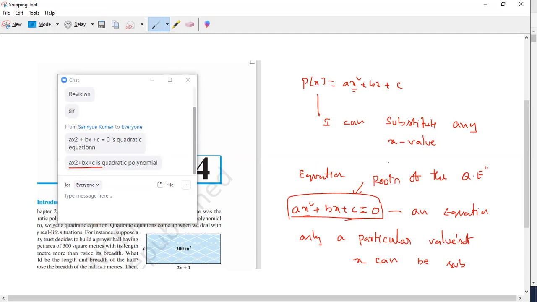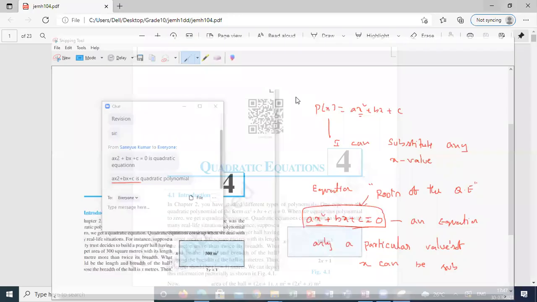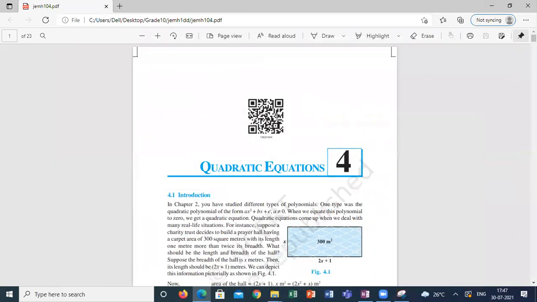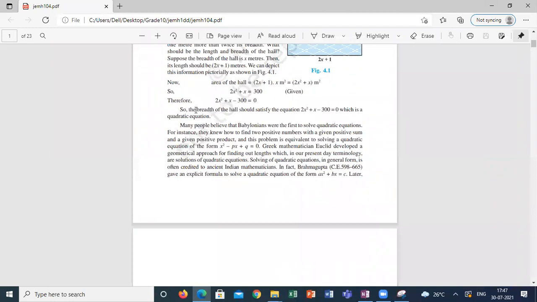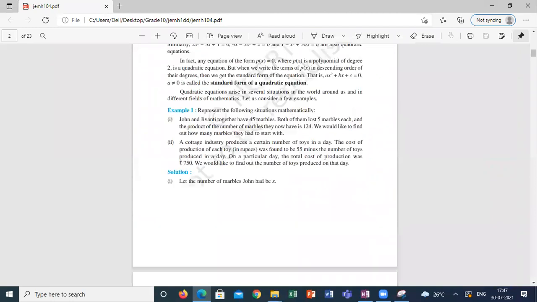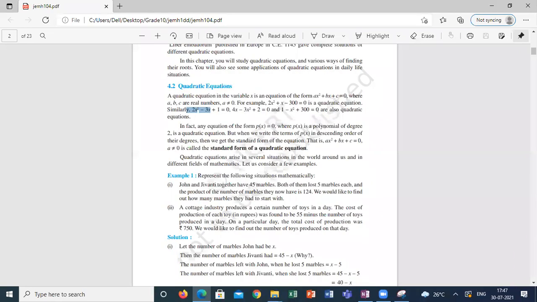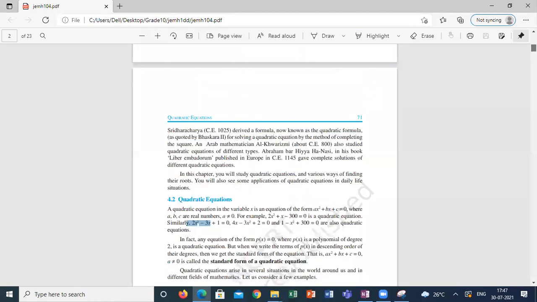Is it clear, guys, what I'm saying? This is only the overview of quadratic equation. How to solve the quadratic equations, its application and geometrical meaning is our agenda in the quadratic equation. First is the definition of the quadratic equation. If any expression is in the form of ax square plus bx plus c, where a is not equal to 0, then it is called a quadratic equation.